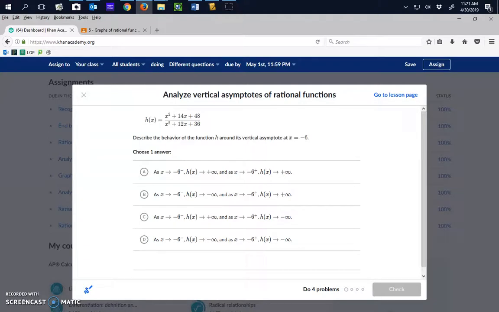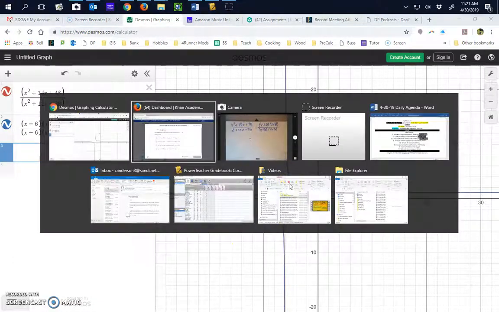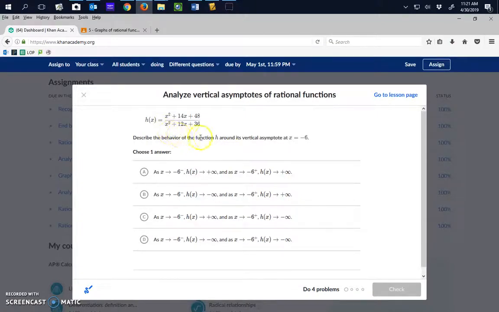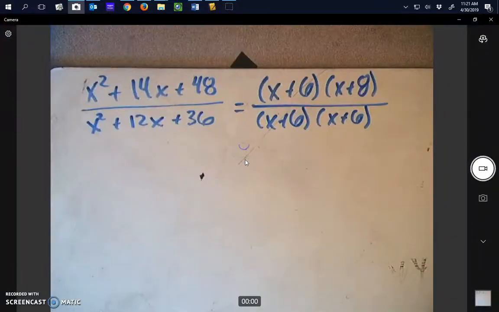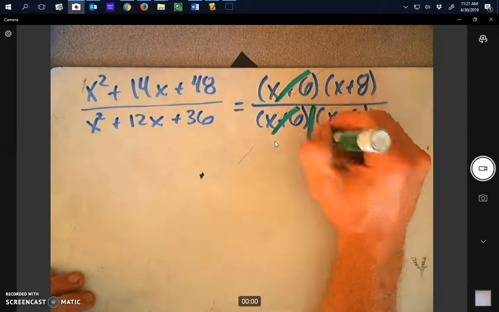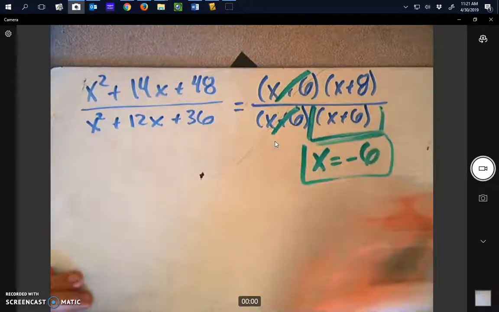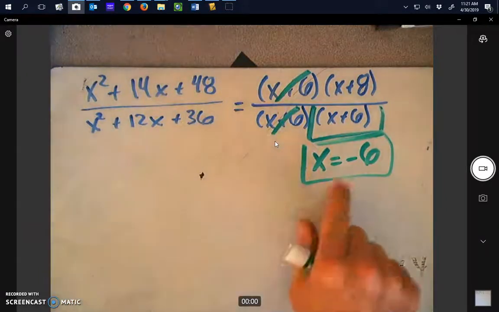So here's the question. Then I have a graph right here. So what we're looking for is, well, actually, I didn't talk about the question yet, did I? So we're to describe the behavior of the function h around its vertical asymptote at x equals -6. So they're already telling us where the asymptote is. And you can see where that asymptote is by looking at this. And we know when we cancel these things out, this is our asymptote, what's in the denominator. So it would be x equals -6. So they give that to us, but we can also see that it is true right here.